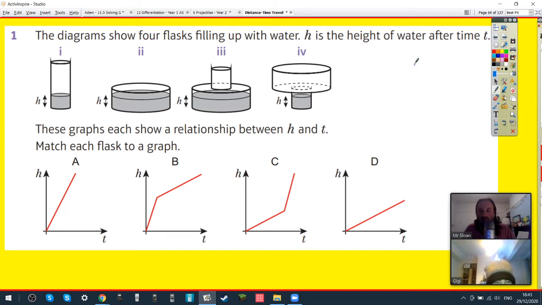1 would be A. 2 would be D. 3 would be C, and 4 would be B. Yep.